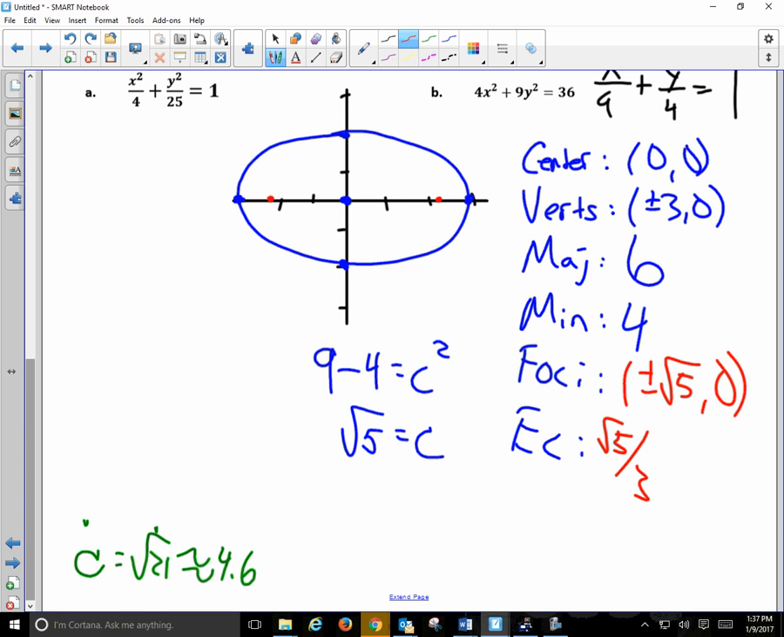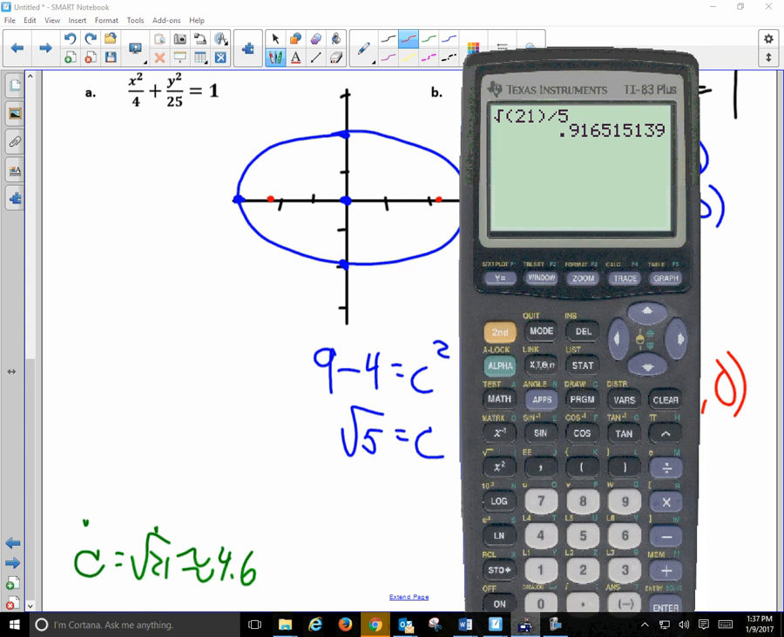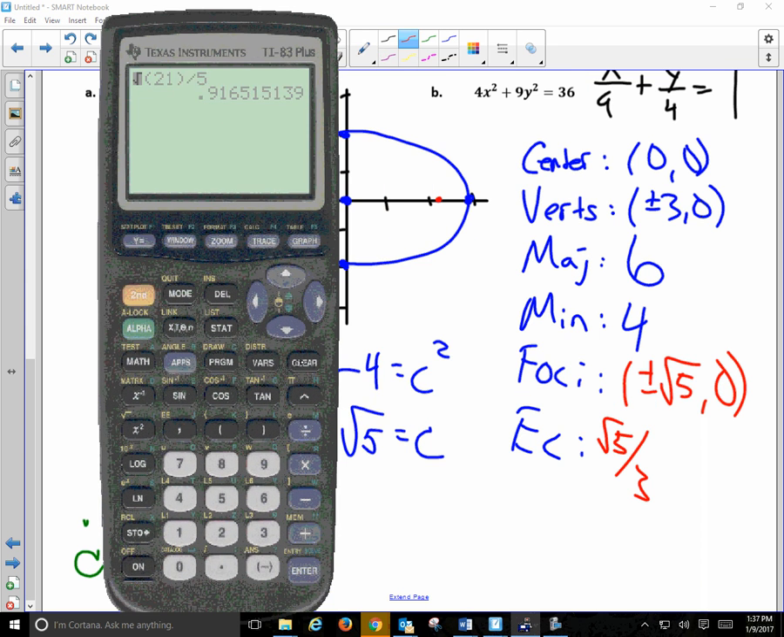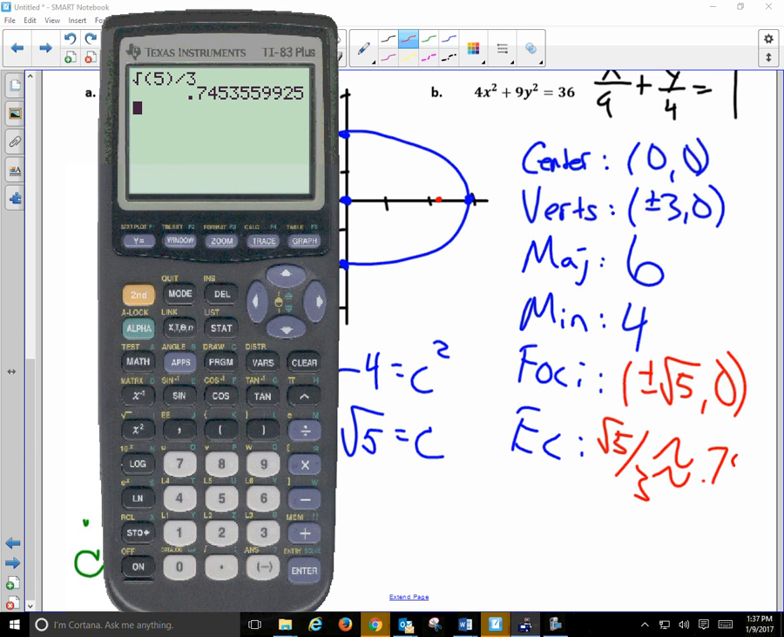Now, does this ellipse look more stretched than the last one or less stretched than the last one? Less. So we would see, hopefully, a value smaller than that 0.9 value. And if I take the square root of 5 and divide it by 3, I get 0.75. So you can see it's not nearly as stretched as the other one.